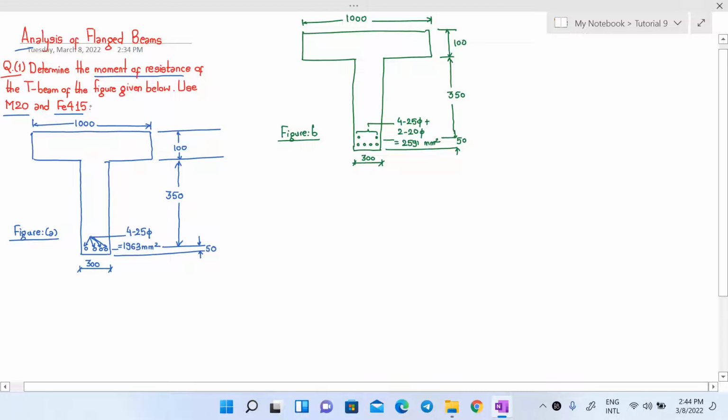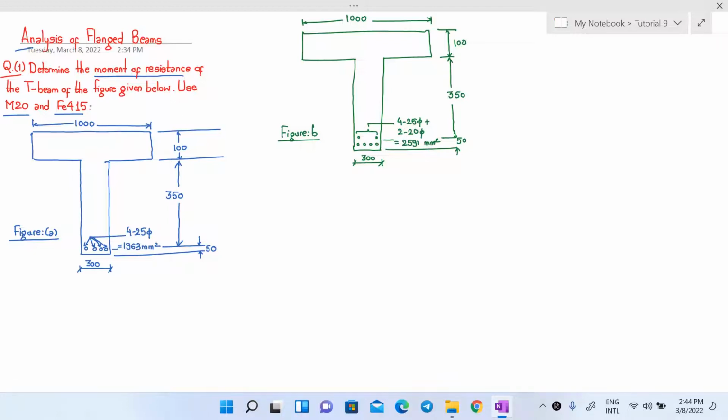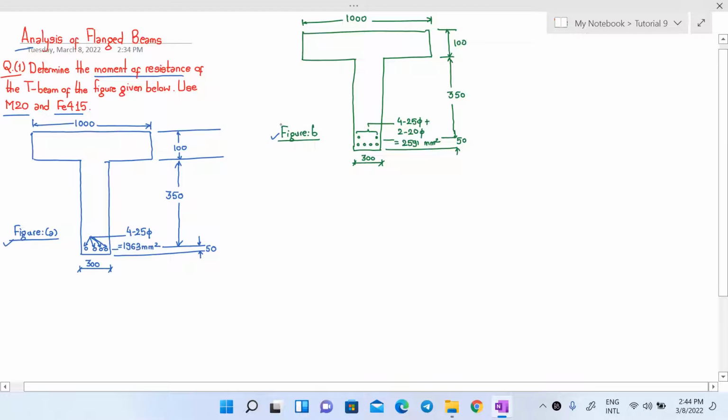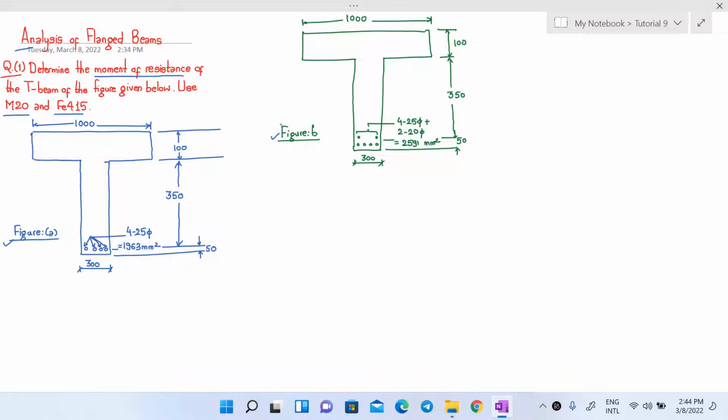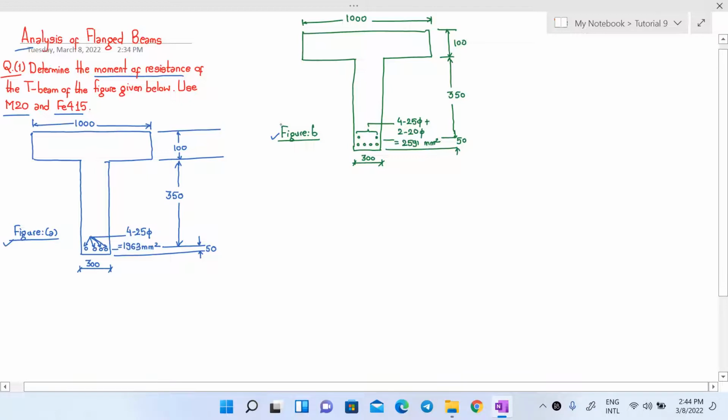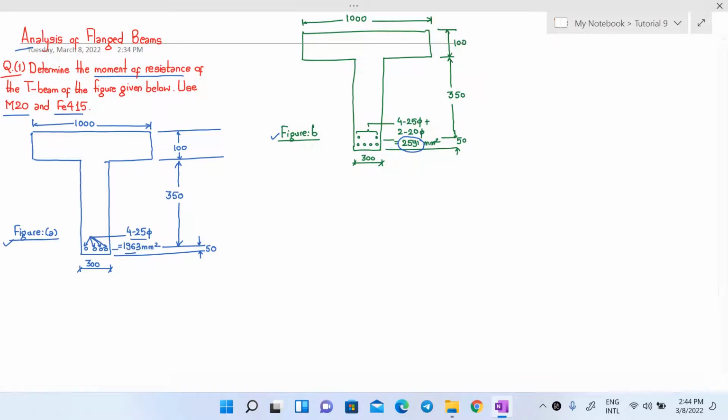So you have to calculate the moment of resistance of two beams here. These two beams are shown as figure A and figure B. All the analysis data of figure A and figure B are the same except the percentage of steel reinforcement. In figure A, we have used 4 bars of 25 mm dia, which equals a total area of 1963 mm square. Whereas in figure B, you can see a total of 2591 mm square of steel reinforcement has been used. The other data are the same.